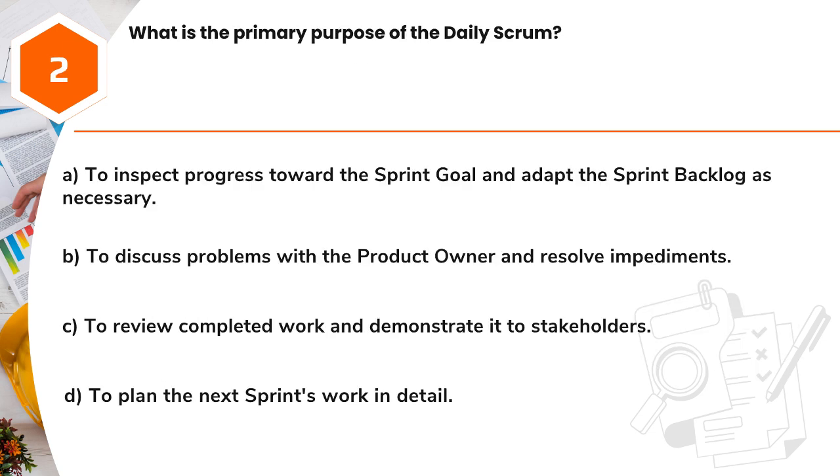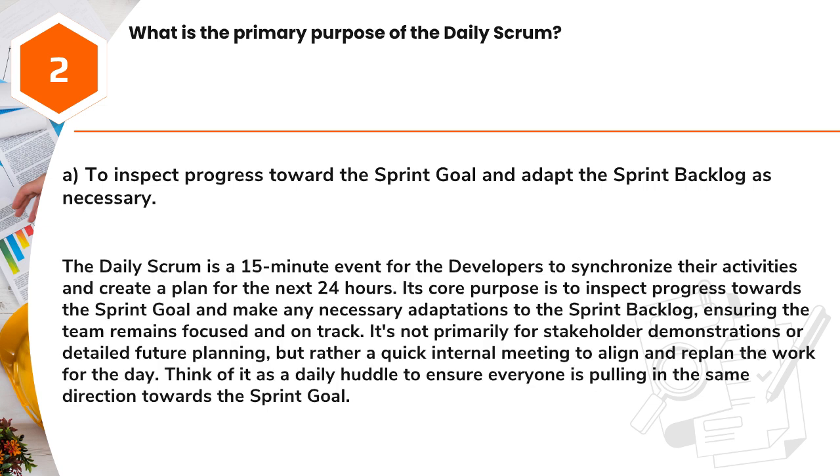Question 2. What is the primary purpose of the daily Scrum? A. To inspect progress toward the sprint goal and adapt the sprint backlog as necessary. B. To discuss problems with the product owner and resolve impediments. C. To review completed work and demonstrate it to stakeholders. D. To plan the next sprint's work in detail. Answer: A. To inspect progress toward the sprint goal and adapt the sprint backlog as necessary.